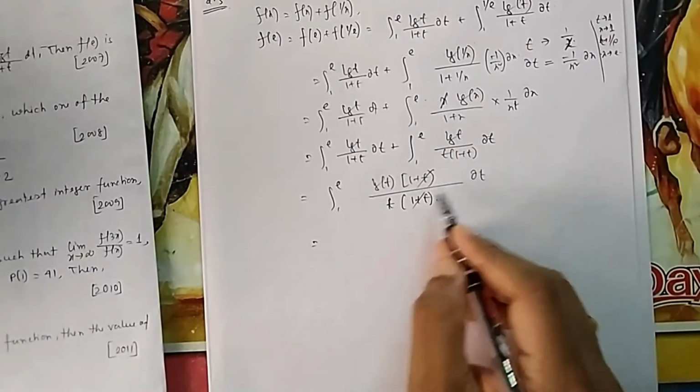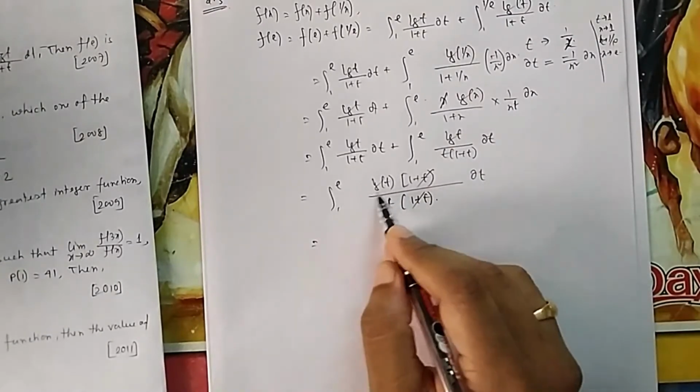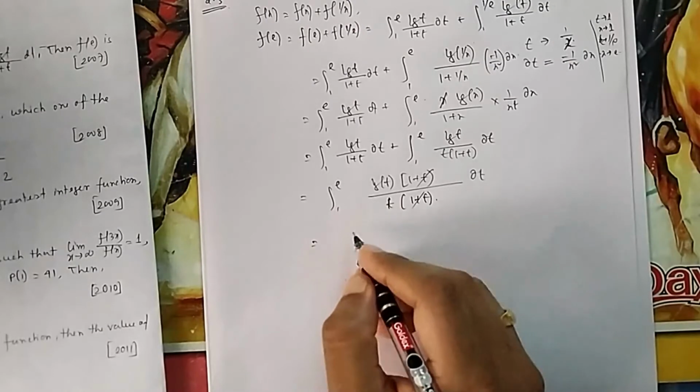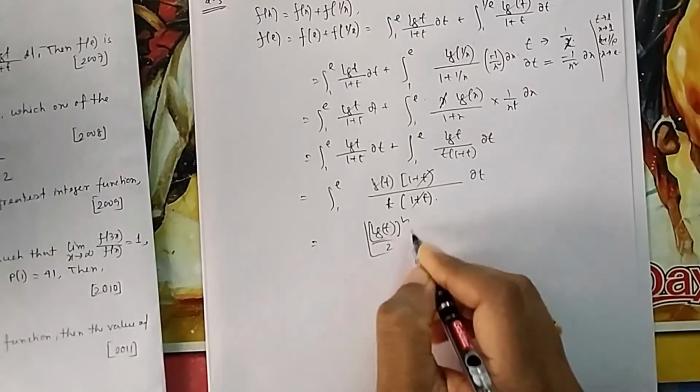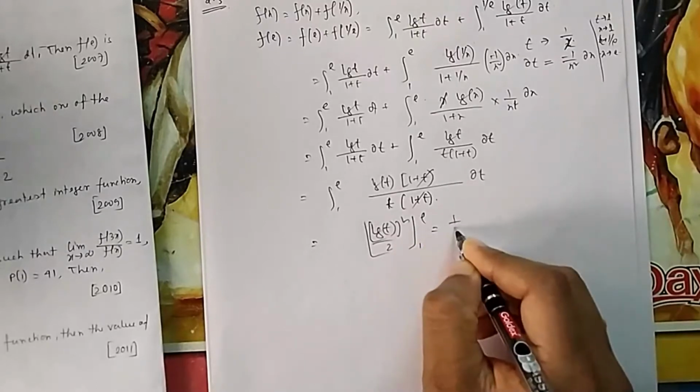If you take log t as z, then dt by t will be dz. So it will be integration of z, that is z square by 2. That means z is here log t. So it will be log t square by 2. I am directly writing it. I think you know this one.